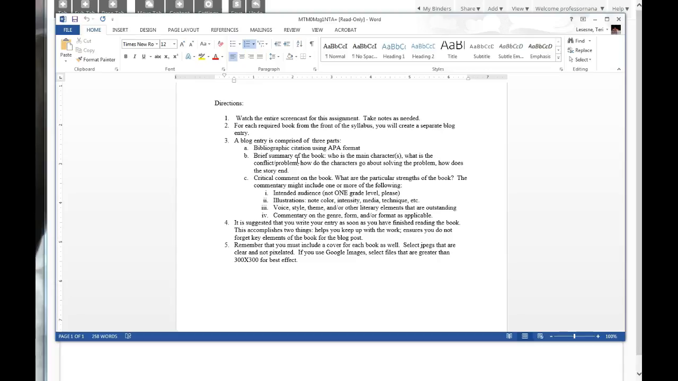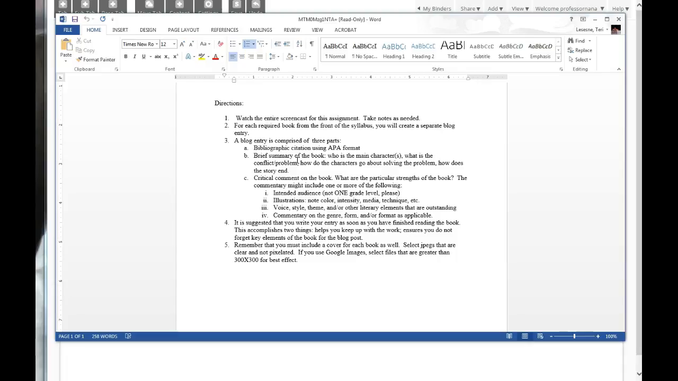You could talk about the illustrations if they're picture books, note the color, the intensity, the media, the technique, those kinds of things. You can also talk about those literary elements: voice, style, theme, and anything else that's included, and comment on the genre, form, or format.